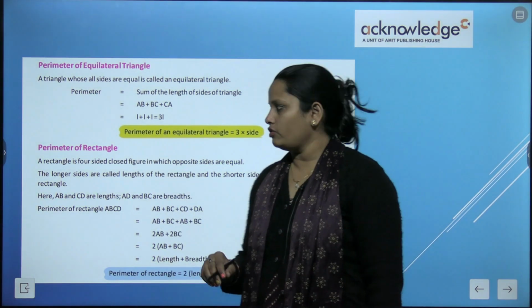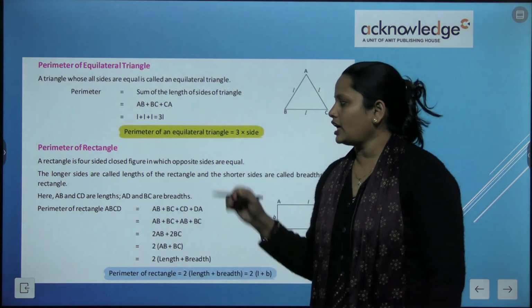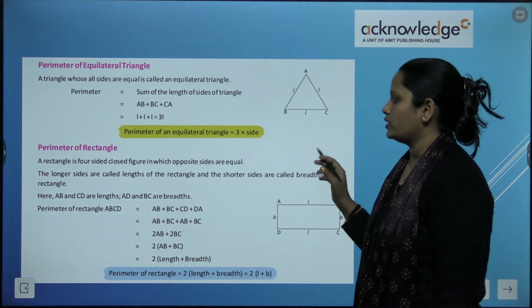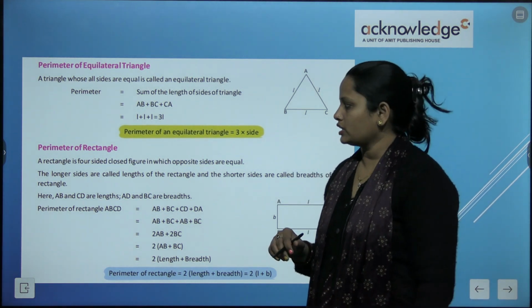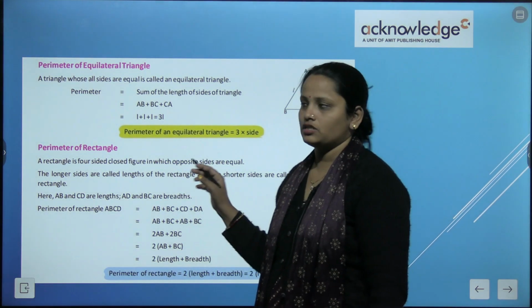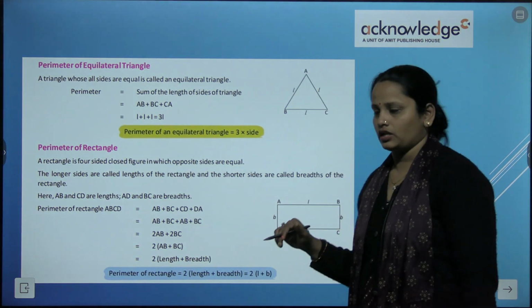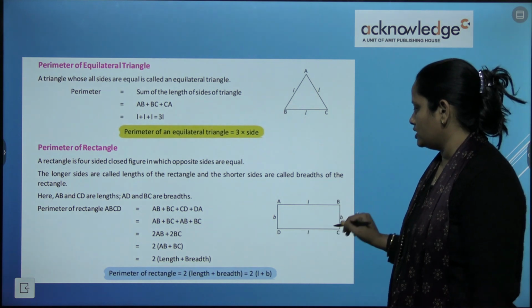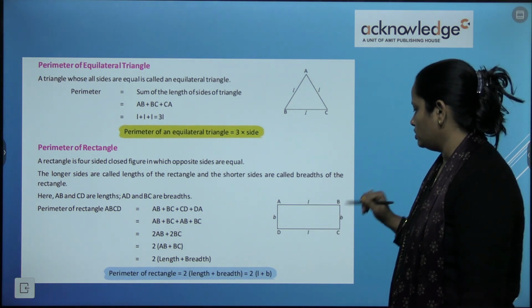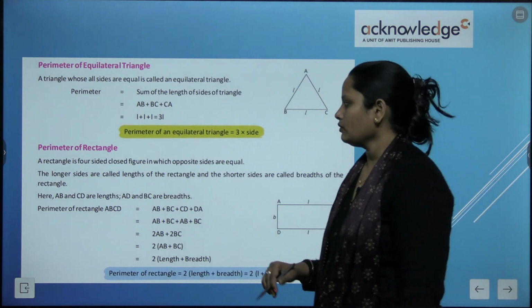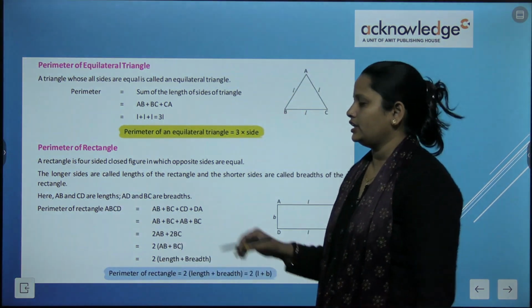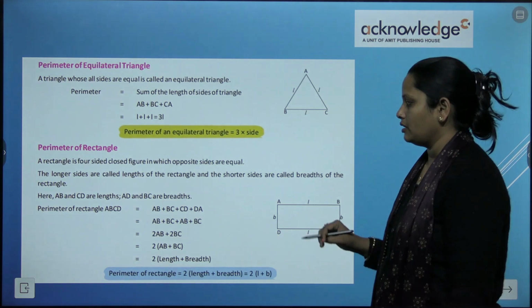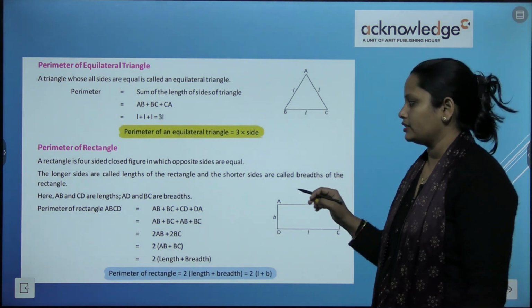Now perimeter of rectangle. Rectangle is a 4-sided closed figure in which opposite sides are equal. So ये जो rectangle है ये 4-sided figure है जिसके जो opposite side क्या होते हैं? Equal होते हैं. For example, AB is equal to DC and AD is equal to BC. So AB and CD are length here and AD and BC are breadth.